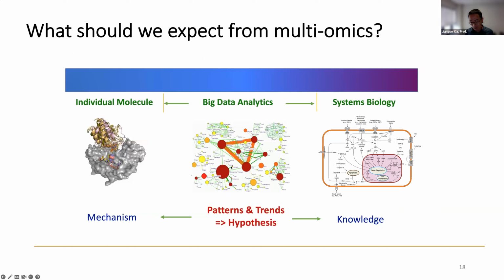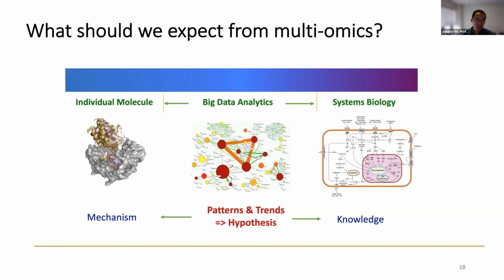Now, that basically ends my introduction about individual omics, and how we gradually move into multi-omics. So what should we expect from multi-omics?